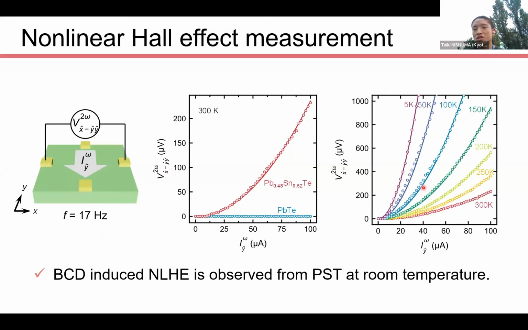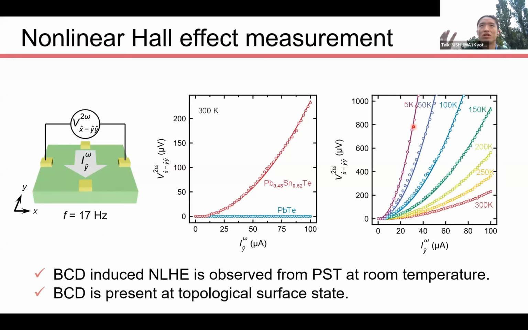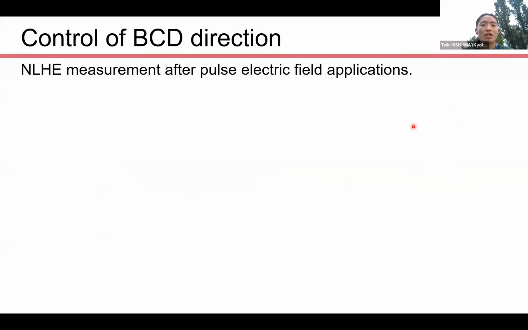As temperature decreases, the amplitude of the nonlinear Hall voltage increases rapidly. This shows the effect is occurring at the surface state of the topological crystalline insulator, because at low temperature bulk carriers are suppressed. So we actually observed this effect. Now next, our target is to switch this behavior.